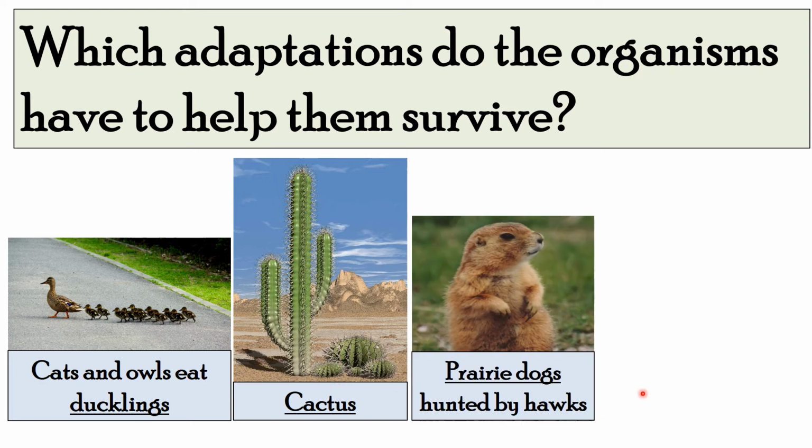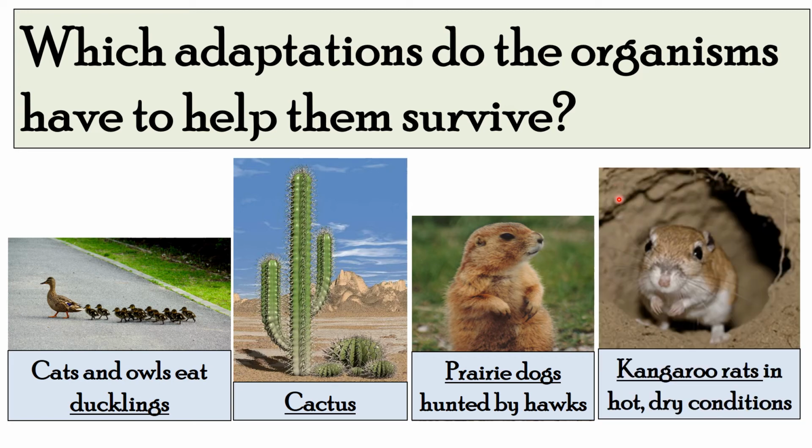Prairie dogs hunted by hawks. What they do is they kind of work together. They have good hearing, and while some of them are maybe foraging for food, the other one has got to look out. So this behaviour has evolved, and it means they're more likely to survive because they get a warning signal something's coming. And then finally, you've got kangaroo rats in hot, dry conditions. What they do is they basically don't sweat. They produce very little urine and feces and so on, in order to, a bit like the cactus, reduce the amount of water lost.